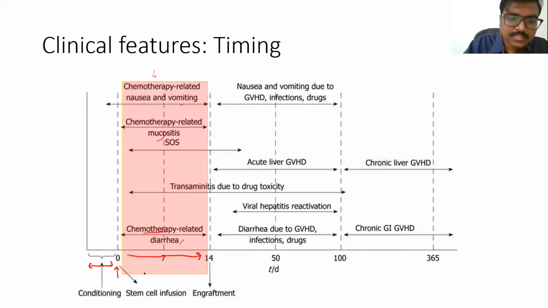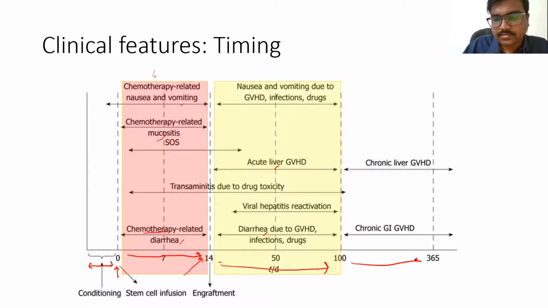Because here the donor T cells have not yet engrafted, so they cannot mount an immune response yet in the first 2 weeks. So whatever the manifestations like liver manifestations, skin manifestations, or diarrhea, these can happen due to graft versus host disease after the two weeks. The first 100 days is acute, and later it is chronic.